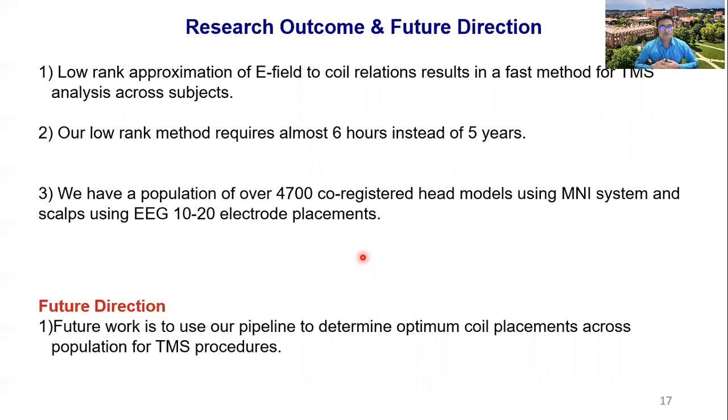And the third is that we have a population of over 4,700 co-registered head models using the MNI system. This database is collected from various sources and from different kinds of subjects, healthy and unhealthy, and we have used the EEG 10-20 electrode placements. In the future, we want to use this pipeline to determine the optimum coil placements across populations for TMS procedures.